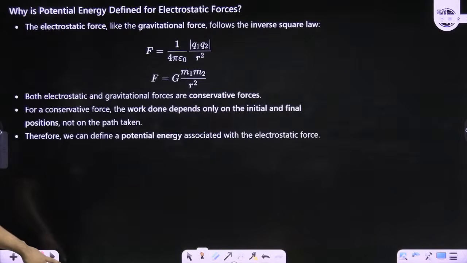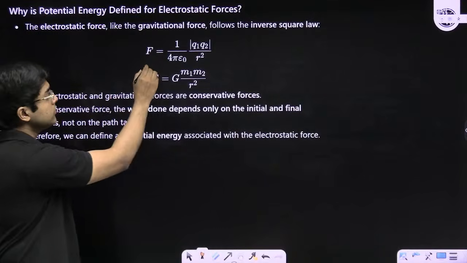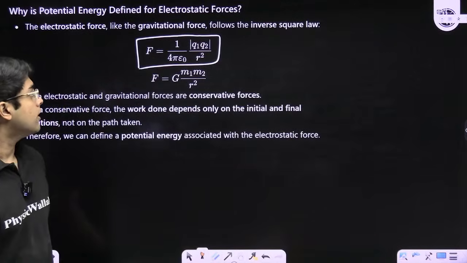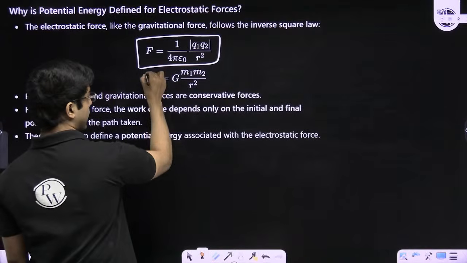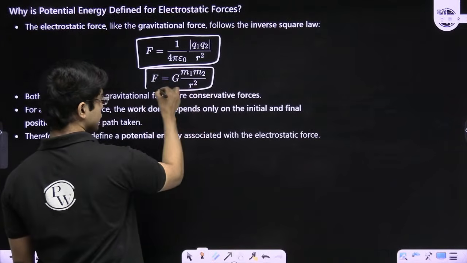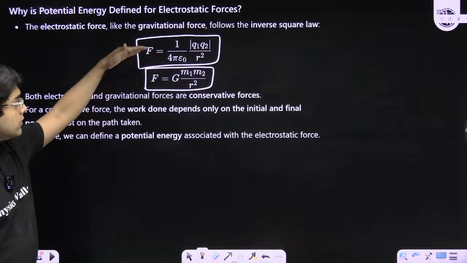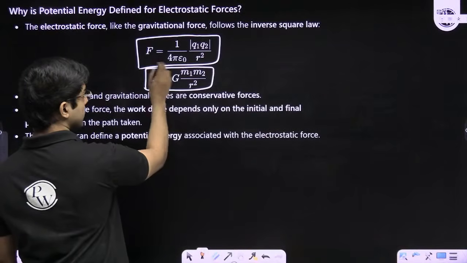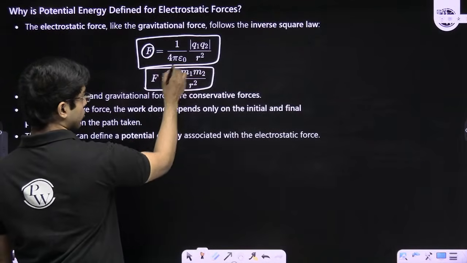So first thing is we need to take a look at the two forces, right? The Coulomb's force, which is the electrostatic force of attraction or repulsion, and we saw this in the Coulomb's law part. Then we have Newton's law of gravitation, which is the force of attraction between 2 point masses, right? This was G m1 m2 by r square. Now these two equations have a similarity. In both of them, the dependence on r is identical. It is inversely related to r square, right?